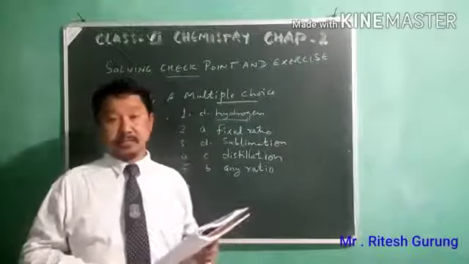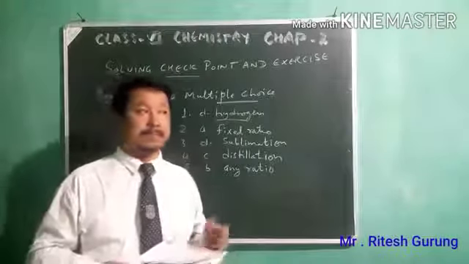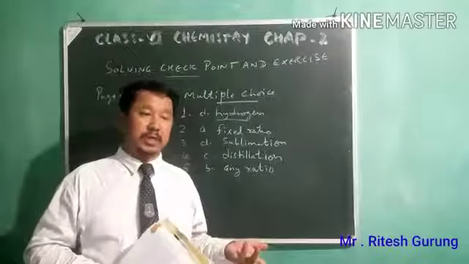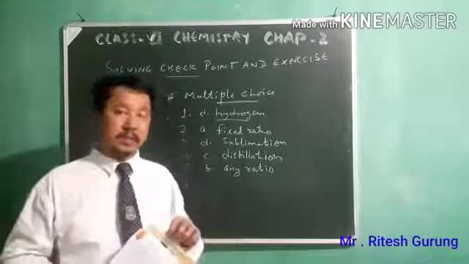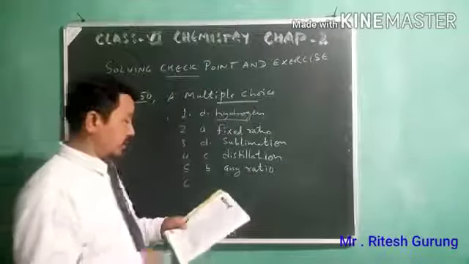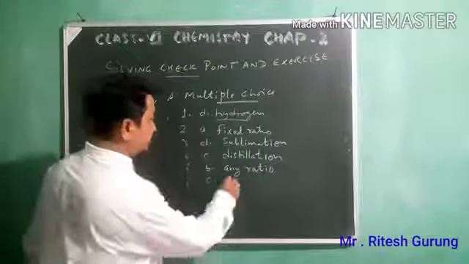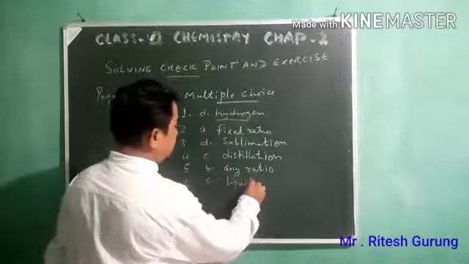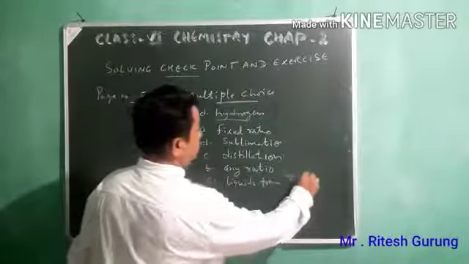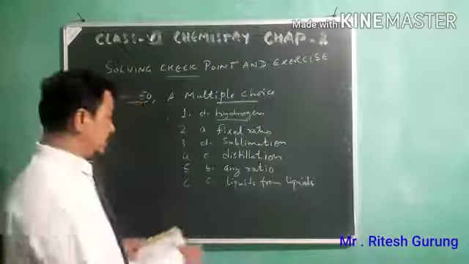Just guess. Fractional distillation is distillation itself, where two different kinds of things could be liquids or gases or anything. What could be the answer? The appropriate answer is option C, that is, liquids from liquids. Okay, liquids from liquids. Number 6 done. Number 7.